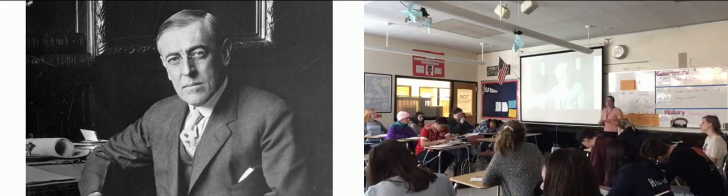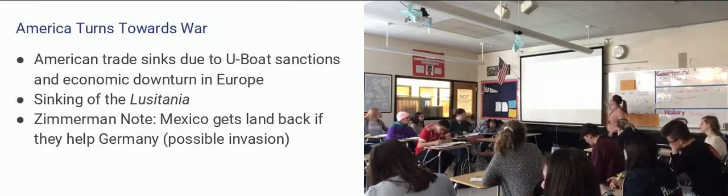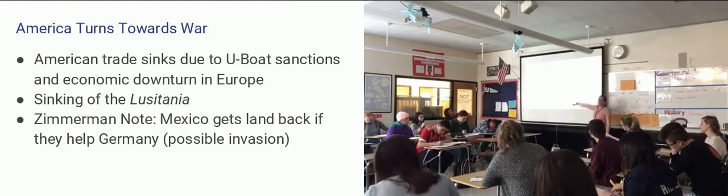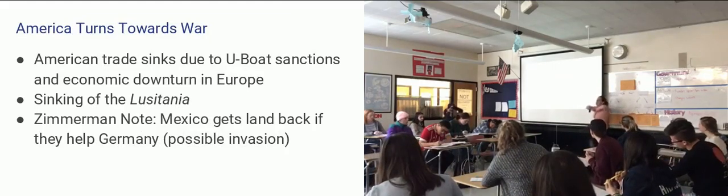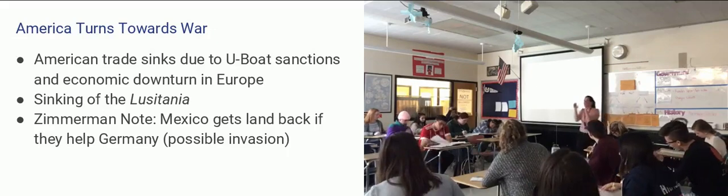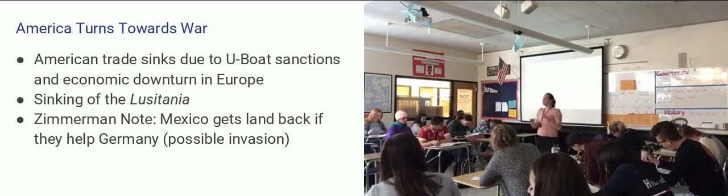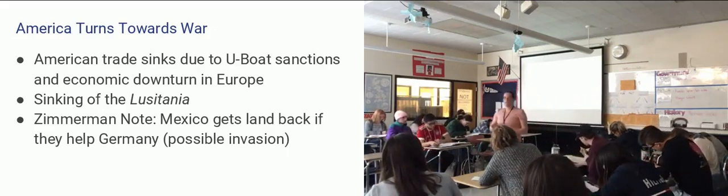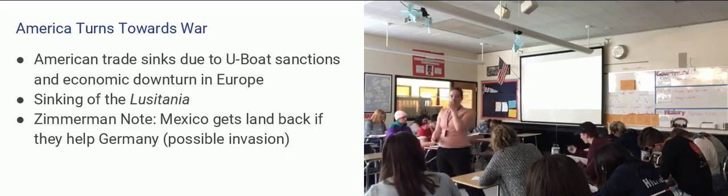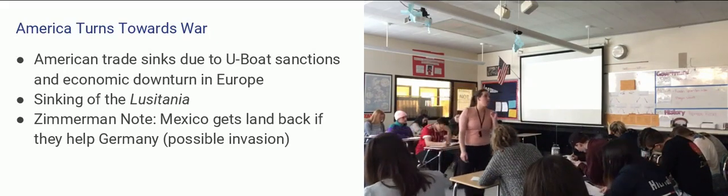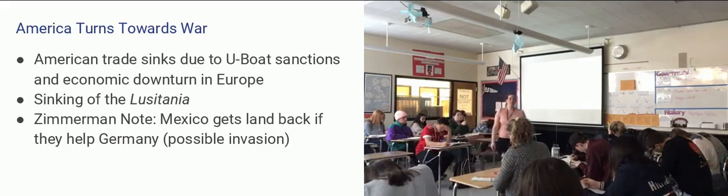Anyway, so Woodrow Wilson is going to be your president during this time. So America turning towards war. You should probably put a bracket around this and put causes and then in parentheses, America. This is why America went into World War I. So this is the causes for us going into World War I.